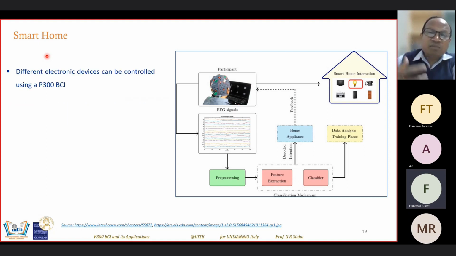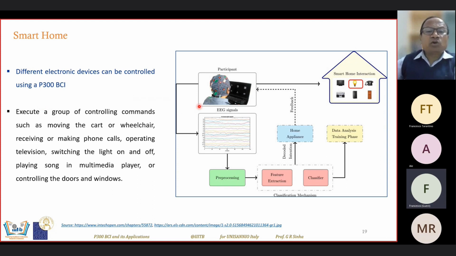It can be controlled by BCI with the help of AI ML and the classified response received from the brain. So different electronic devices can be controlled. Execute a group of controlling commands such as moving a cart or a wheelchair. Wheelchair can be moved, receiving or making phone calls. The person with paralysis or stroke can make a call, can operate television, can switch off or switch on the light, can play a song in a multimedia player, can switch off the player, can change the song and so on, or control the doors and windows in the home.